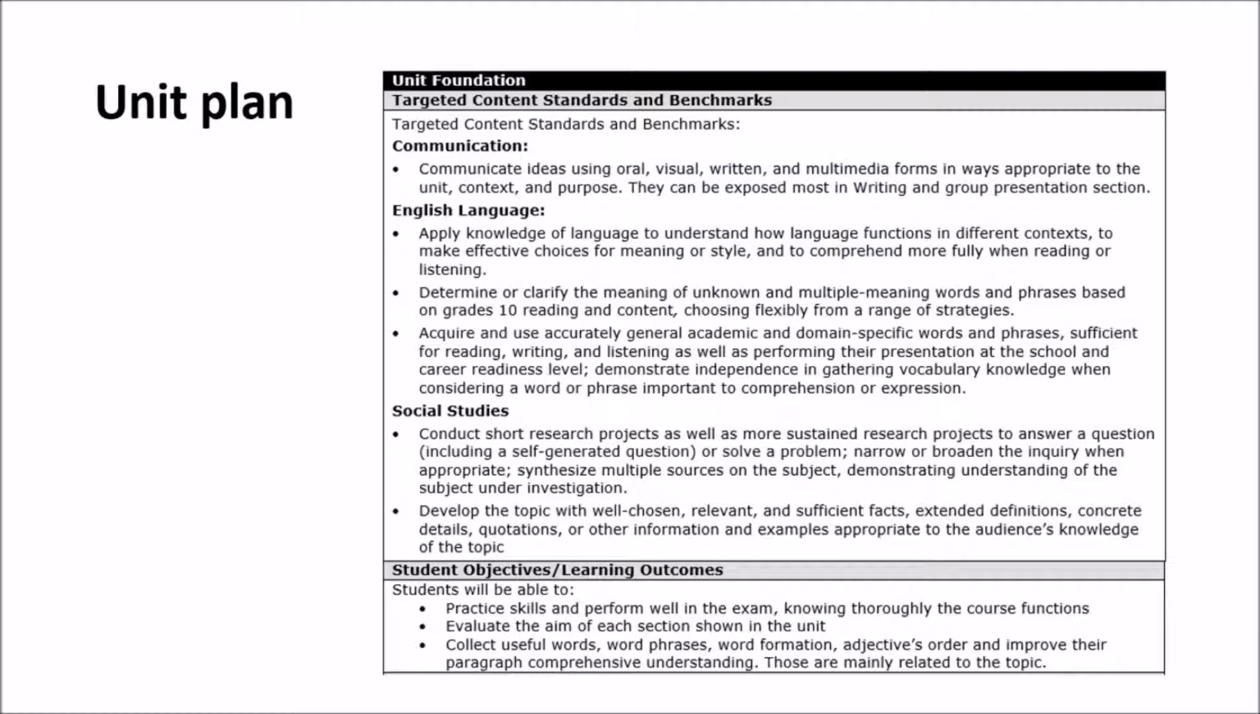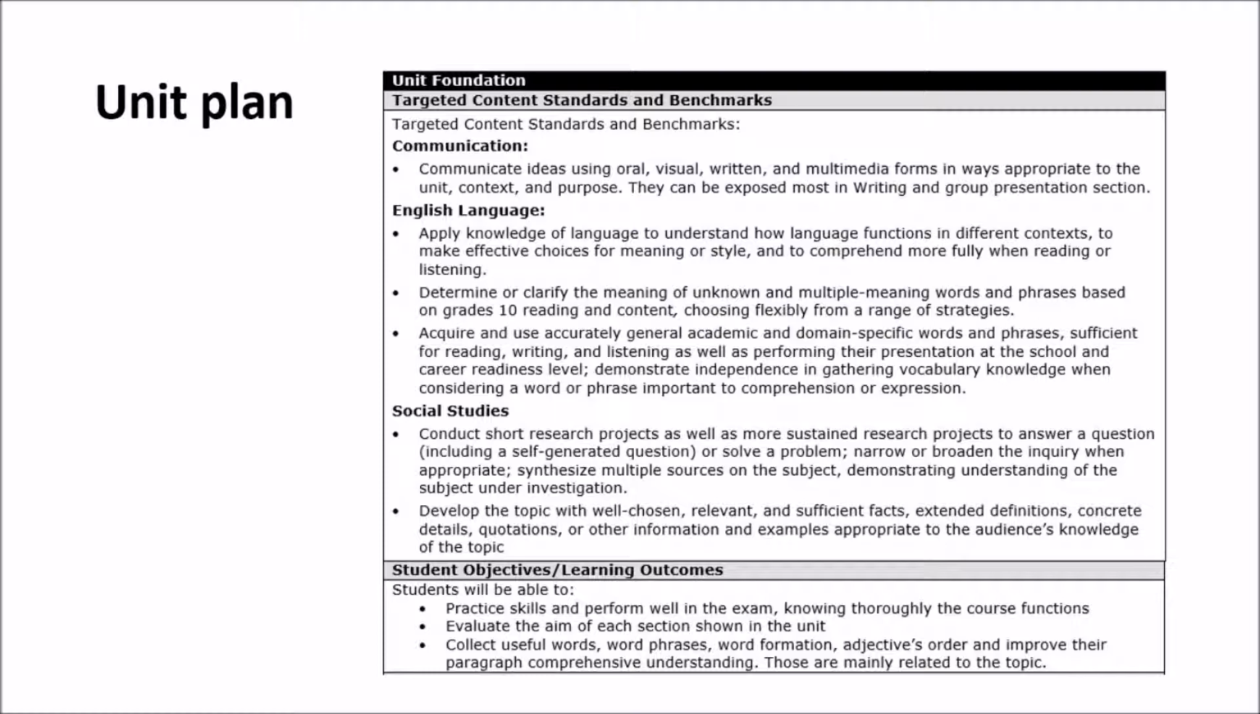Students can determine or clarify the meaning of unknown or multiple meaning words or phrases. They also acquire some academic words and phrases for reading, writing, and listening, as well as performing their presentation at the school and their career readiness level. In the social studies, students can conduct short research projects as well as more sustained research projects to answer a question or to solve a problem. They also develop a topic with well-chosen, relevant, and sufficient facts.